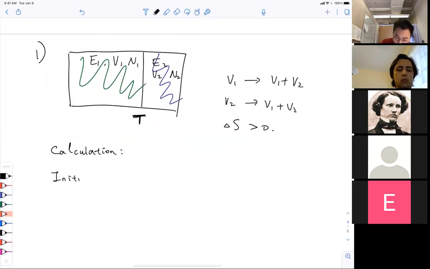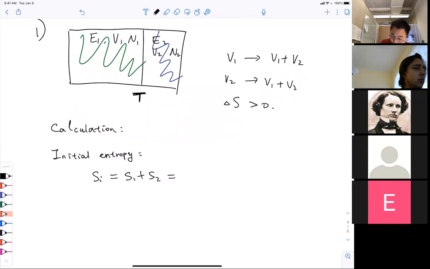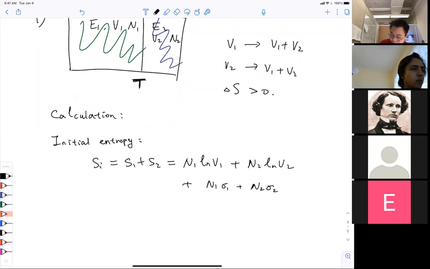So let's write down the initial entropy. The initial entropy is given by S1 plus S2, which is, the volume part, N1 log V1 plus N2 log V2, and plus the momentum part. The momentum part is not important, but we still keep it here.